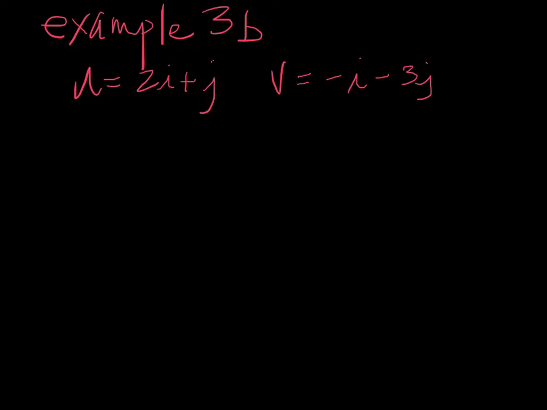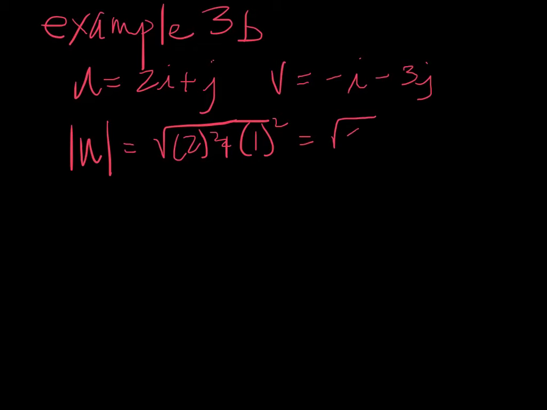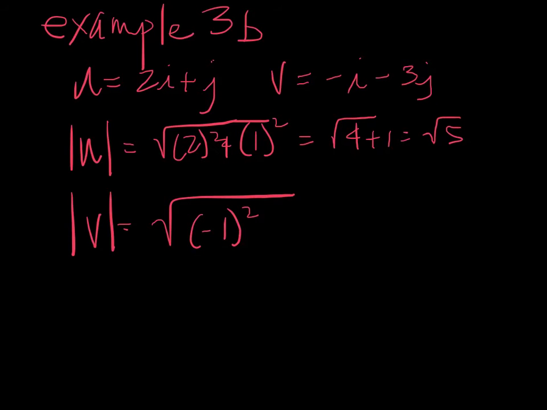Same rules apply, guys. I still want to find the magnitude of u. It's going to be the square root of 2 squared plus 1 squared, which is the square root of 4 plus 1, which is the square root of 5. The magnitude of v is the square root of negative 1 squared plus negative 3 squared, which is the square root of 1 plus 9, which is the square root of 10. Oh well, it's something other than the square root of 13. How about that?